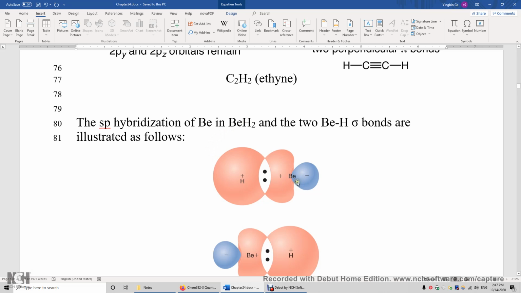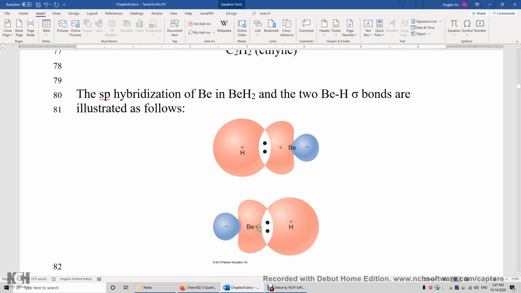So again, if you look at beryllium, one of the two sp orbitals is pointing toward the left and forms constructive interference with this hydrogen. The other one with the same shape but pointing to the right forms another sigma bond with the hydrogen on the right. The plus signs and negative signs are the phases of the wave function. They have nothing to do with the charge.